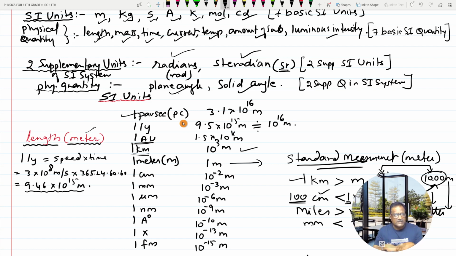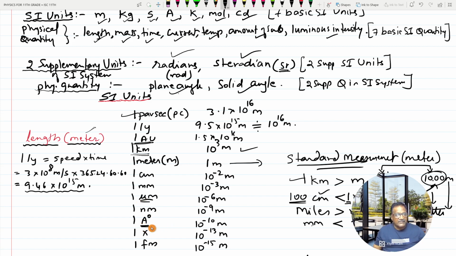Now let us come to the smaller units, smaller than meter. Smaller than meter is centimeter. Smaller than centimeter is millimeter. Smaller than millimeter is something called micrometer. And then you have something called nanometer. Then you have Angstrom. This is the Angstrom unit.